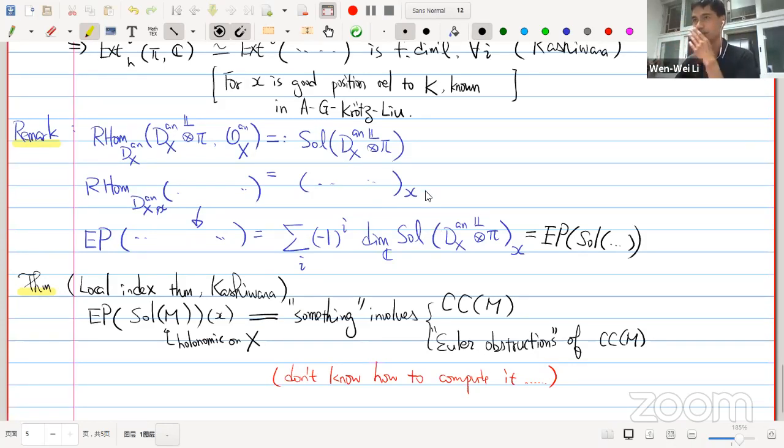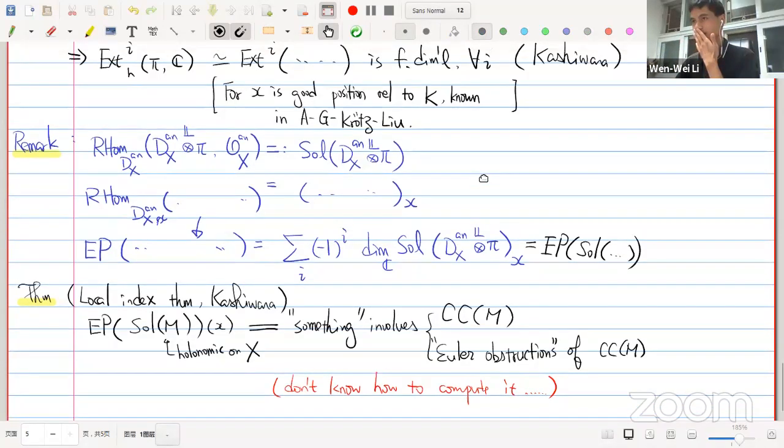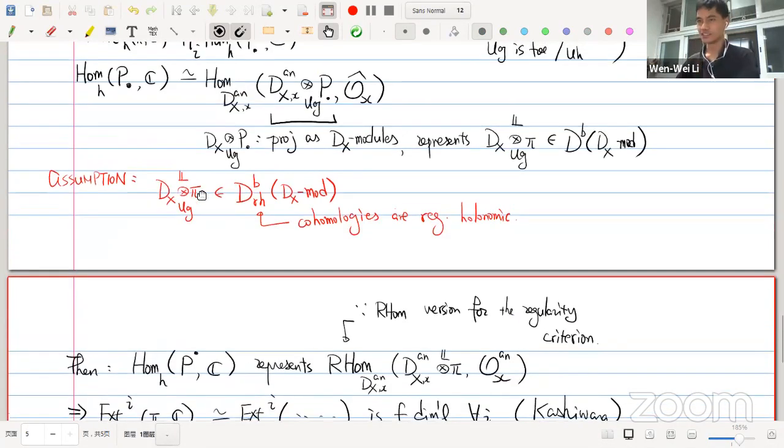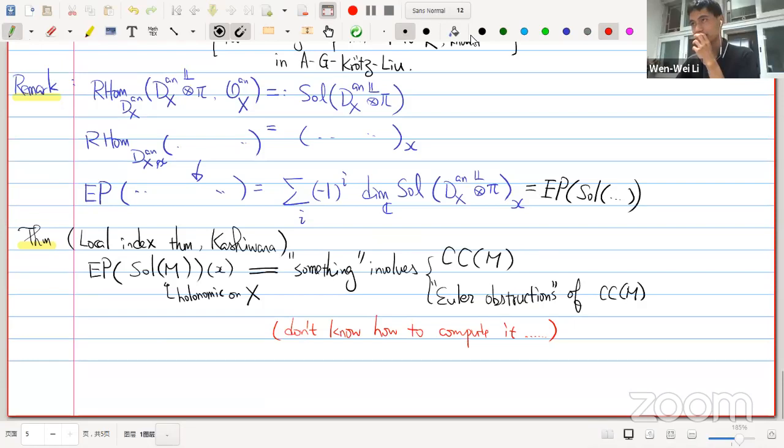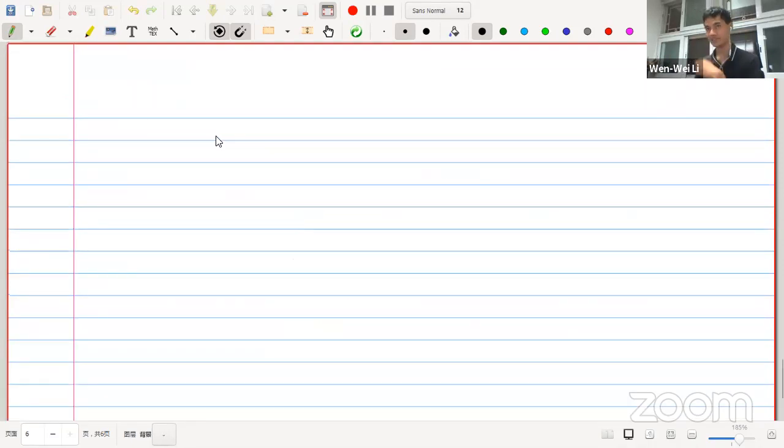So far so good, but all this is based on an assumption. The assumption is that the derived localization of a Harish-Chandra module on X must be a regular holonomic complex. So far, I only said the degree 0 part is known, but how about the higher degrees? That's what I am trying to explain.